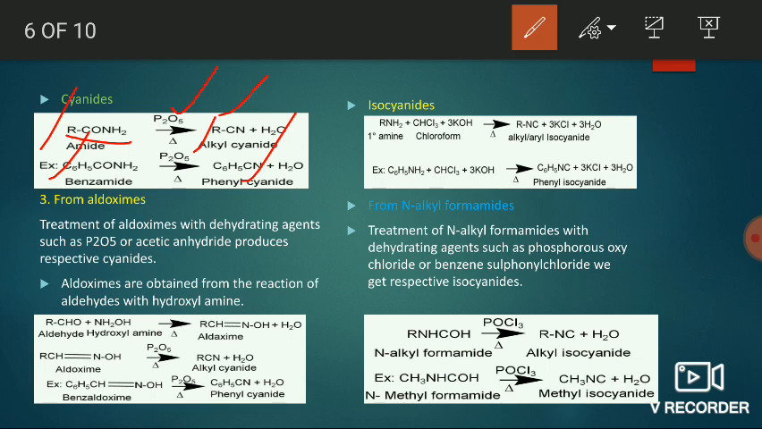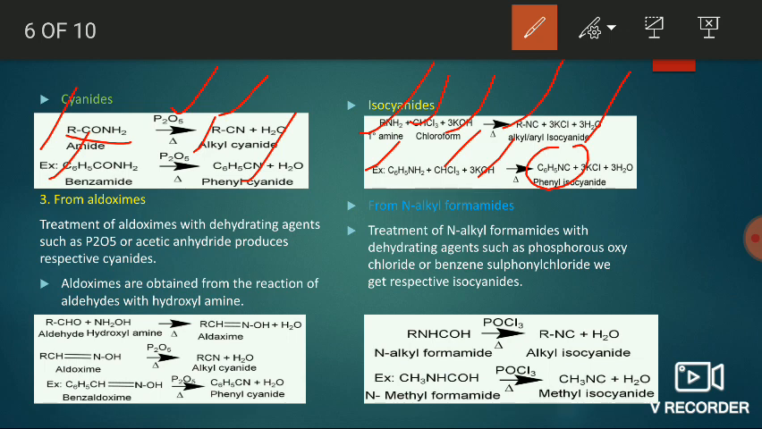In the case of isocyanide preparation, in the last slide I explained the preparation of isocyanide from aliphatic as well as aromatic primary amines. That is, by treating primary amine, aliphatic or aromatic, with chloroform in the presence of alkali solution, that is, potassium hydroxide or sodium hydroxide, we get corresponding isocyanides. It may be alkyl isocyanide, or aromatic isocyanide, aryl isocyanide, based on the reactant. If you take a specific example, C6H5NH2, an aromatic primary amine, that is aniline. Treatment of aniline with chloroform in the presence of base, we get phenyl isocyanide. This is preparation of isocyanides by using primary amines, aliphatic or aromatic.